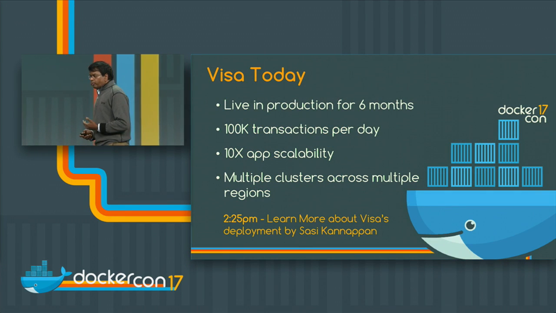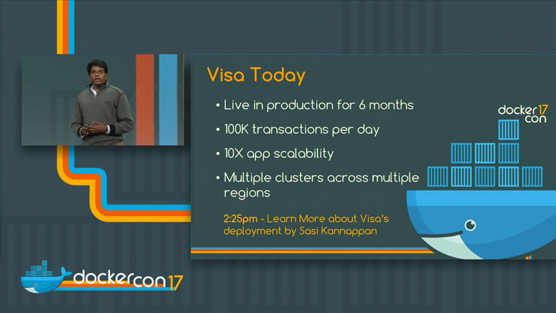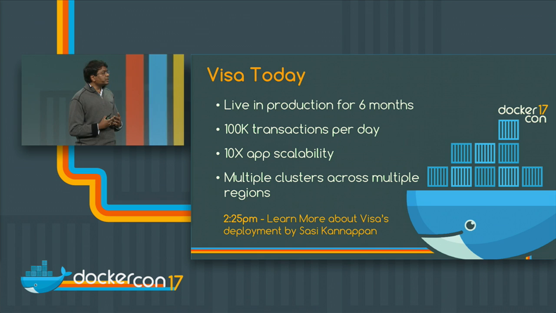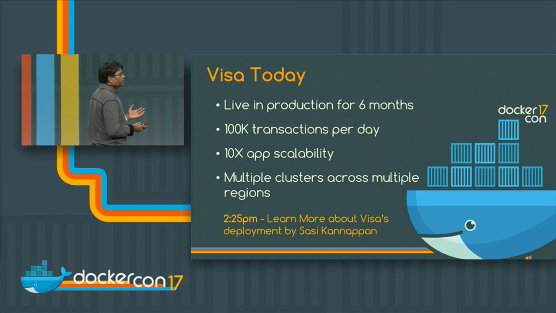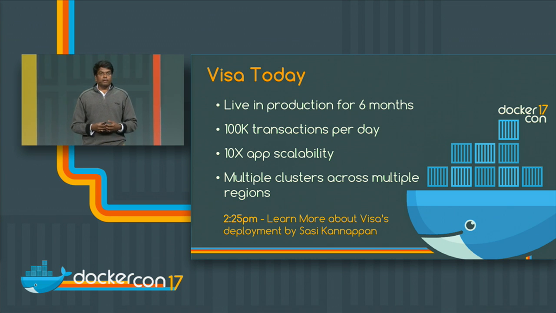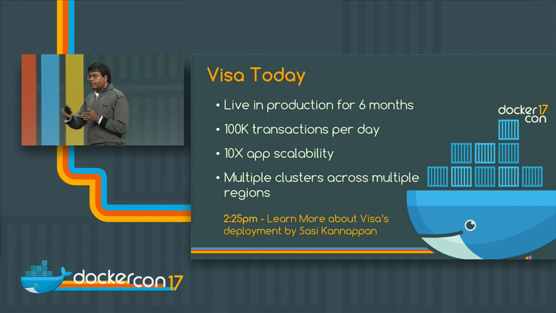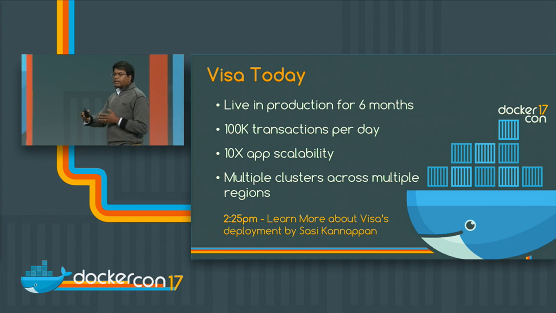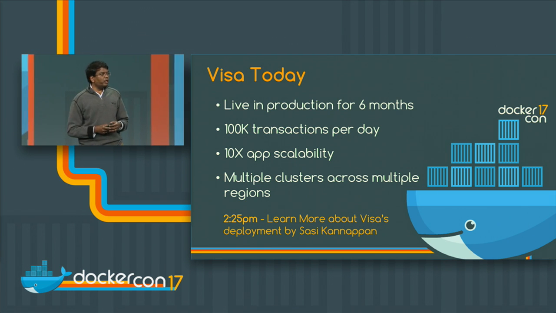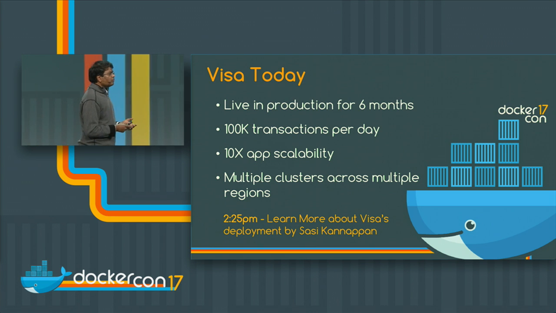Now, after deploying this, we have had these two services in production for over 6 months. We are putting our cache traffic towards that, with about 100,000 transactions, and the ability to go from 100 containers to 800 containers, and the clusters are deployed in multiple data centers in multiple regions.